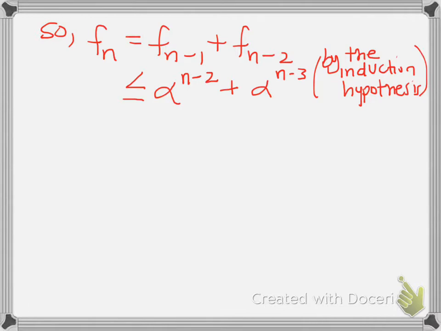So now we have this is less than or equal to alpha to the n minus 2 plus alpha to the n minus 3. Well, let's see, where can we go here? Can we factor something out? Well, this equals alpha to the n minus 3 plus 1 plus alpha to the n minus 3.